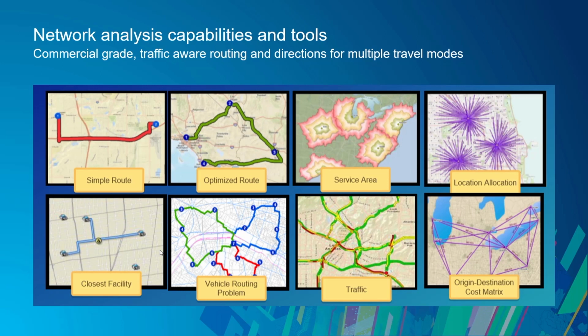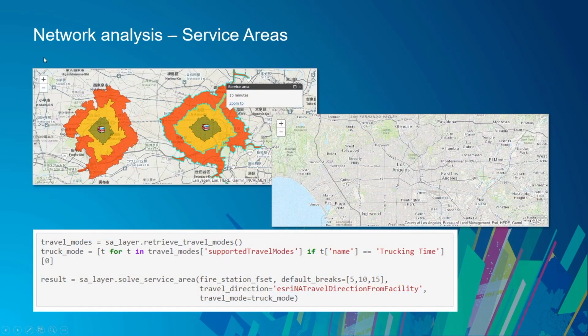You can solve the vehicle routing problem or the traveling salesman problem. You can also get real-time traffic and origin destination cost matrix. So there's a lot of stuff we can do. It's considered a commercial grade analysis, and it's backed up by multiple data sets. So let's look at service areas.